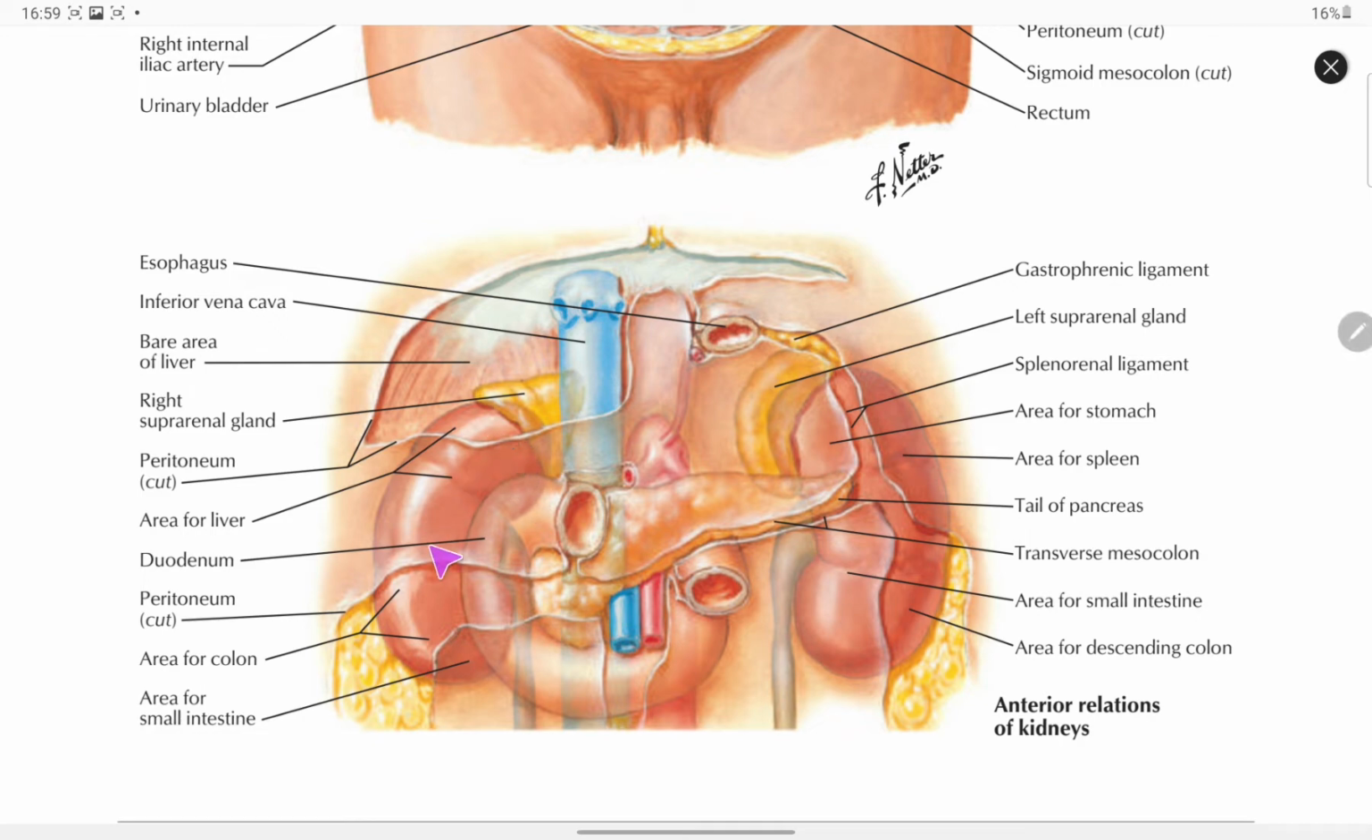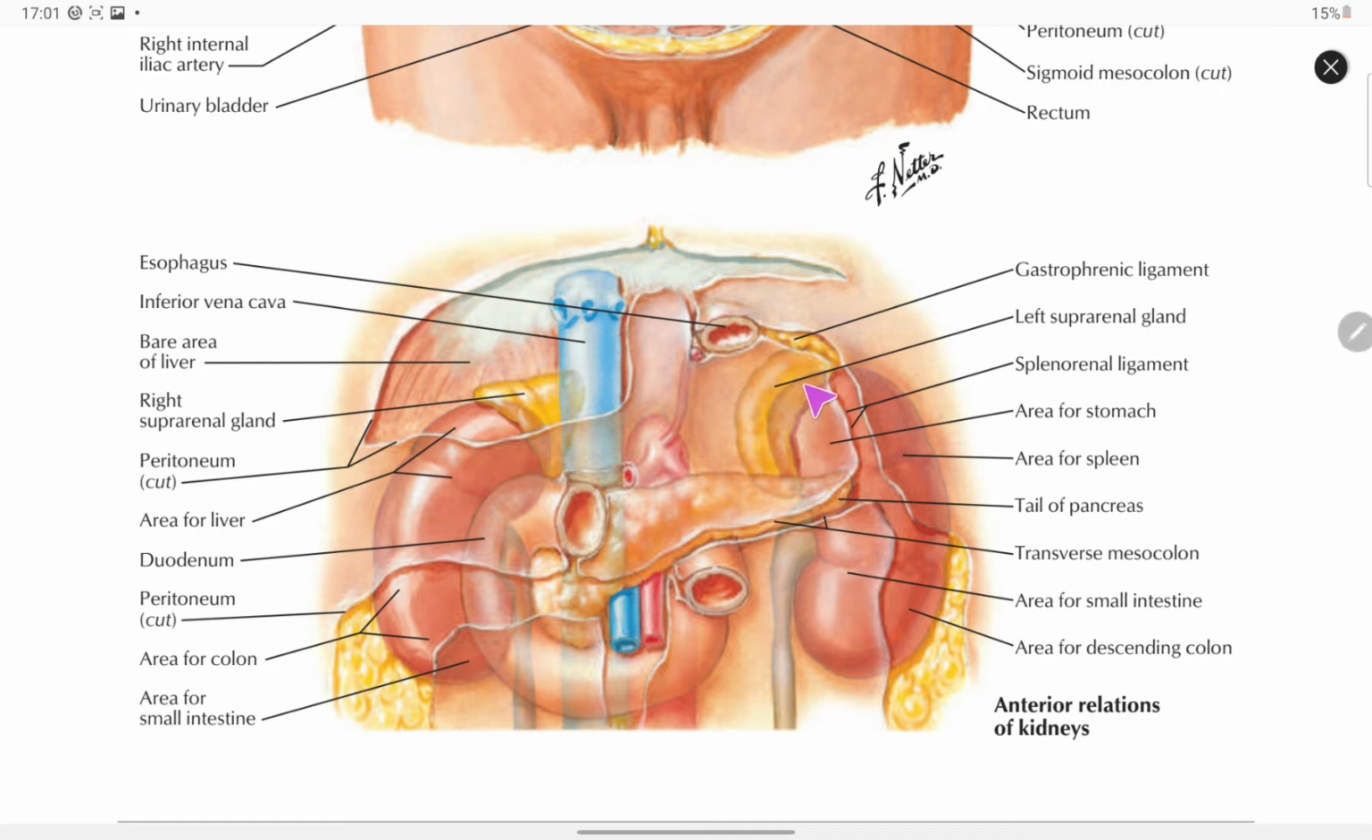Now the anterior relations. On the right kidney there is the right suprarenal gland. Then you have the liver. Here there is the second part of the duodenum, here you have the hepatic flexure of the colon, and here you have the small intestine.